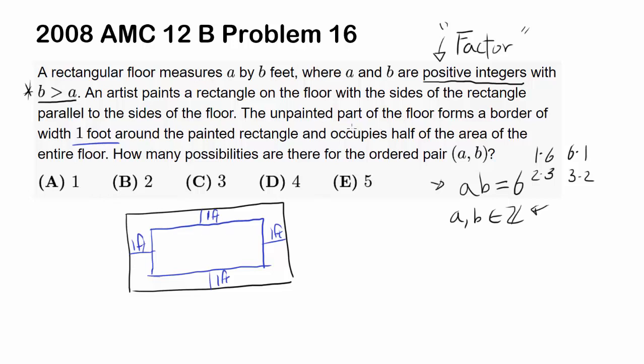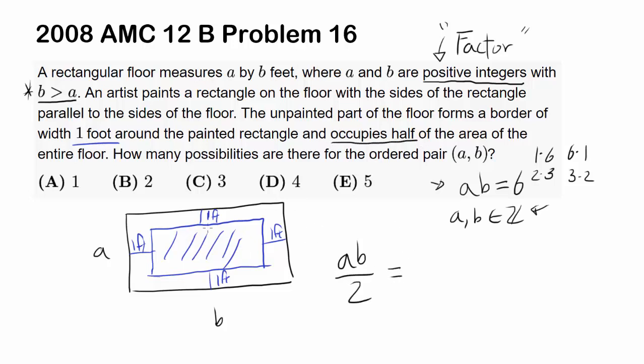Okay, and what else do we know? And it occupies half of the area of the entire floor. So we know the area of this rectangle is half the area of the floor, and the floor is A and B. Those are the dimensions, where B is more than A. And you know the area of the floor is A times B. So the area of the painted rectangle is 1/2 of that, AB over 2.